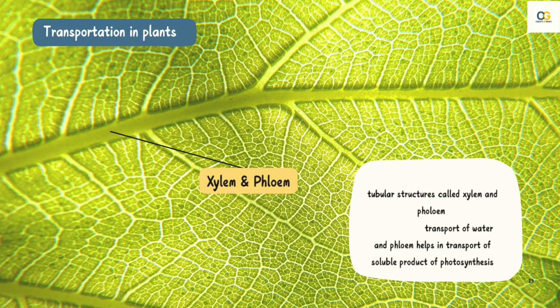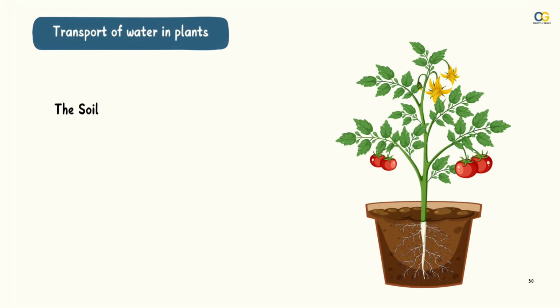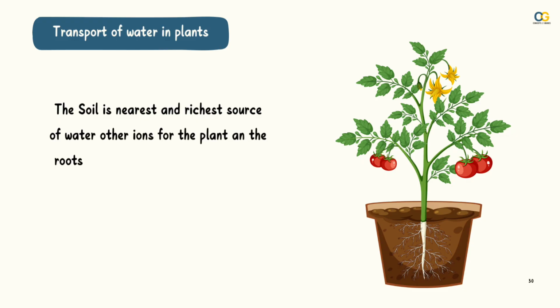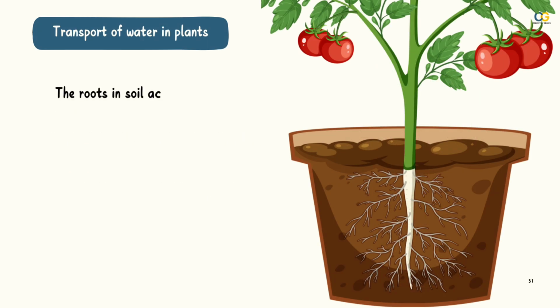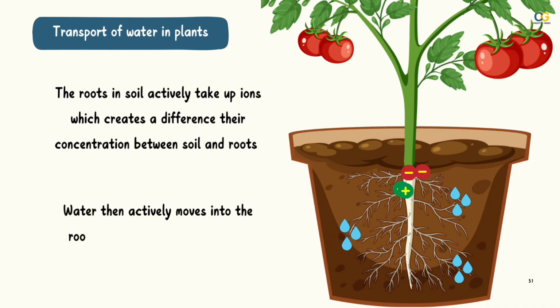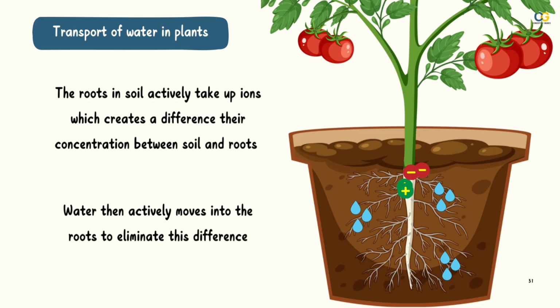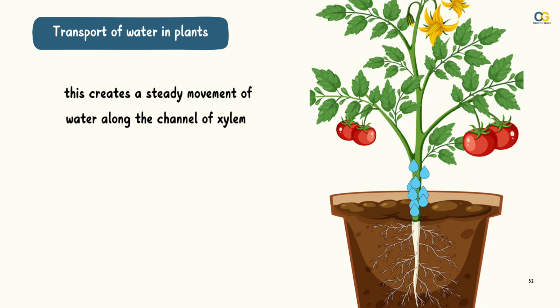Let us see how transport of water takes place in plants. The soil is the nearest and the richest source of water and other ions for a plant, and the roots, which are in direct contact with the soil, help in absorbing them. The roots in the soil actively take up ions, which creates a difference in concentration between the soil and the roots. Water then moves into the roots to eliminate this difference. This creates a steady movement of water along the channel of xylem.